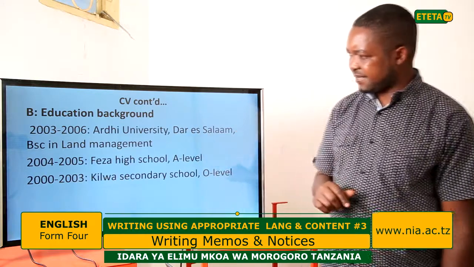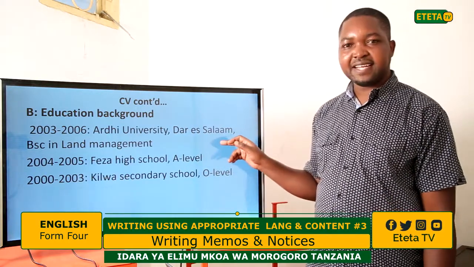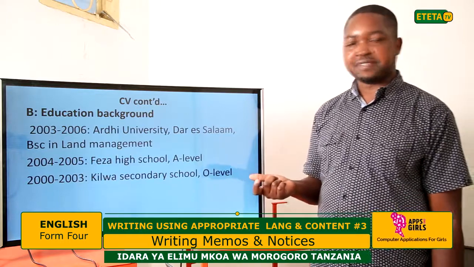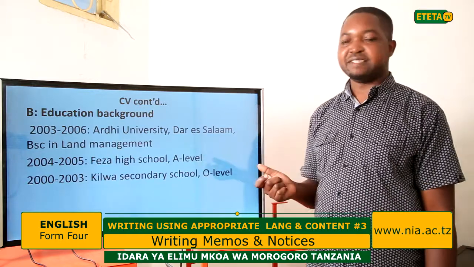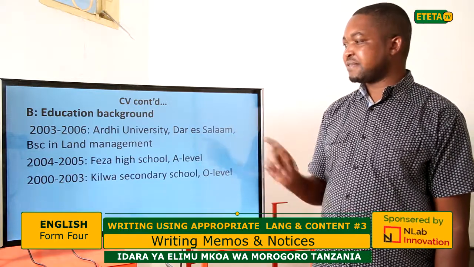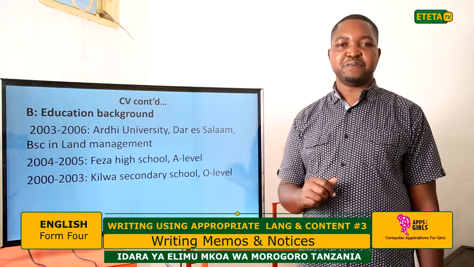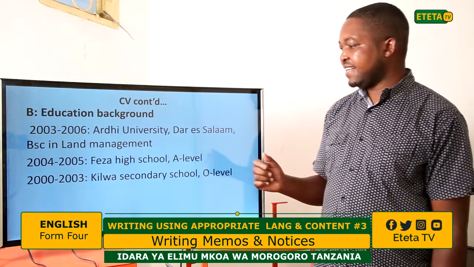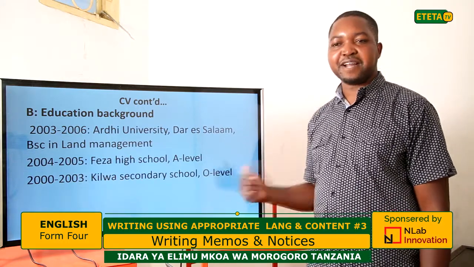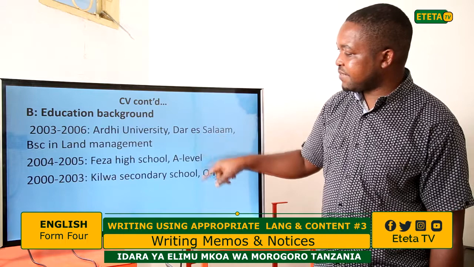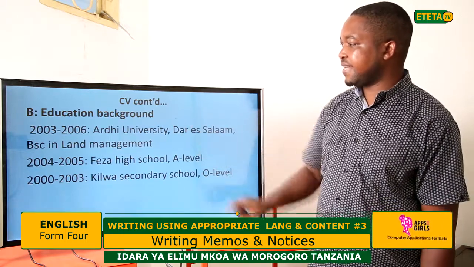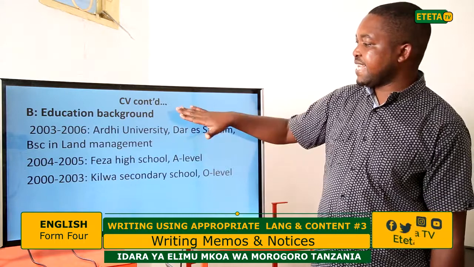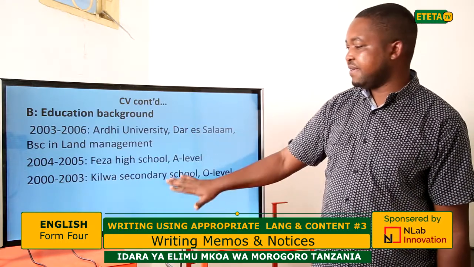So from 2003 to 2006, this gentleman attended Aris University, where? Dar es Salaam. And what did he pursue? He pursued a Bachelor of Science in Land Management. And in 2004 to 2005, he attended Feather High School for the Advanced Level Certificate. And in 2000 to 2003, he attended Kirwa Secondary School for the O-Level Certificate. You can see the trend, the arrangement of institutions and years, from that year to that year. Therefore, we start from the highest: university level, advanced level, O-Level.